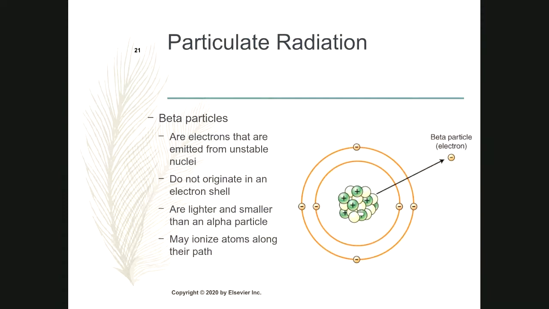They tend to be much smaller than an alpha particle. They're much lighter than an alpha particle, and they can penetrate things much easier than an alpha particle. So they can travel farther, and they can ionize a lot of atoms along their way. So they don't originate in an electron shell. It comes from the nucleus. They're lighter, smaller, and travel farther, and they can ionize many atoms along their path.